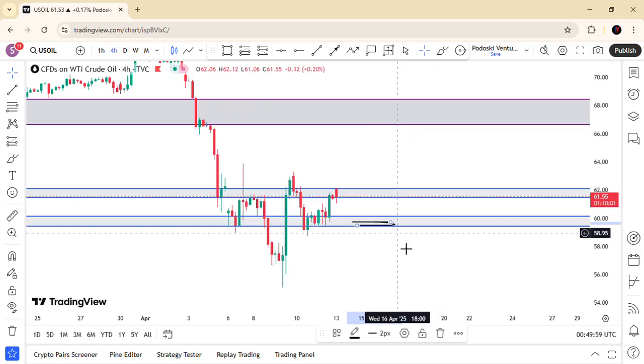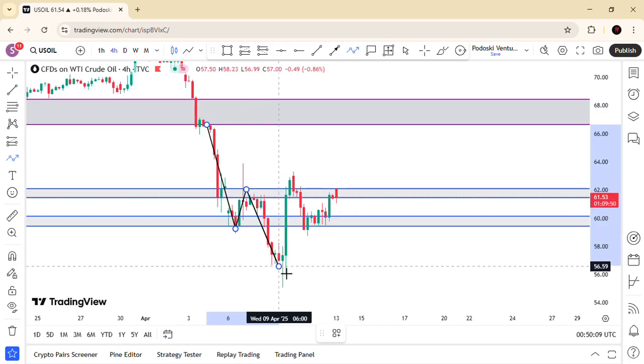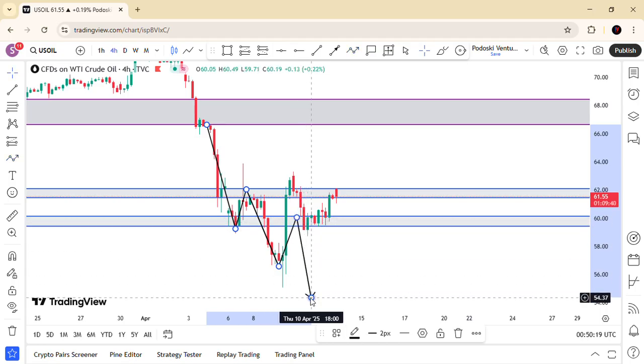Let me explain why price is in an uptrend. First, price dropped, creating a new low, went for a high, then dropped for a new low. Then if price creates a new low, a new high, we see a new low again, we are expecting a new high, and price will continue to drop in that manner.